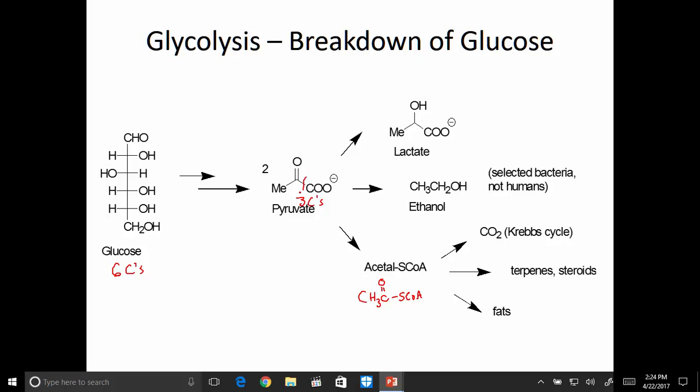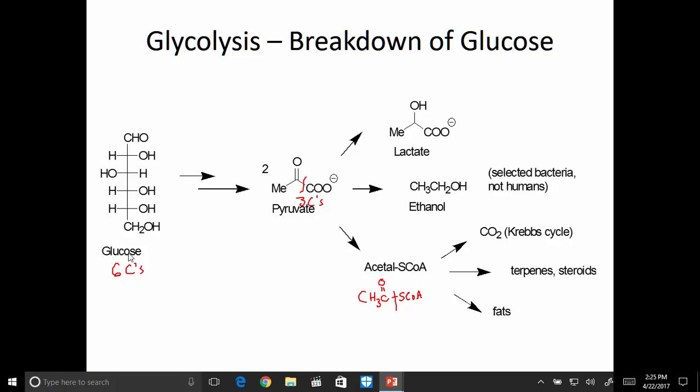And the key thing is that when it becomes acetyl CoA, the carbon-carbon bond is gone, and it's now a carbon-sulfur bond. Okay, the acetyl-SCoA can transform to carbon dioxide as part of something called the Krebs cycle, a big thing in biochemistry. It can also serve as a building block for terpenes and steroids, and also as a building block for fat molecules.